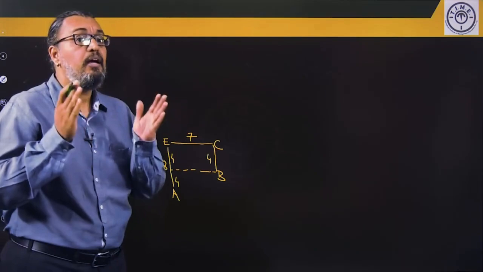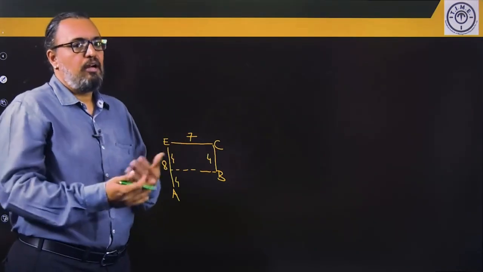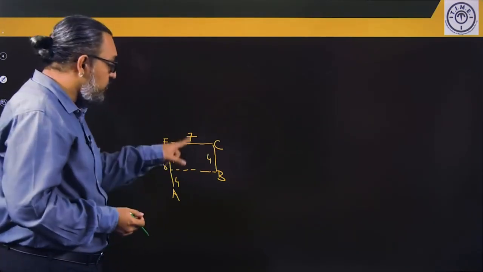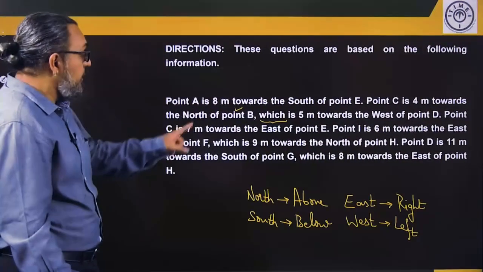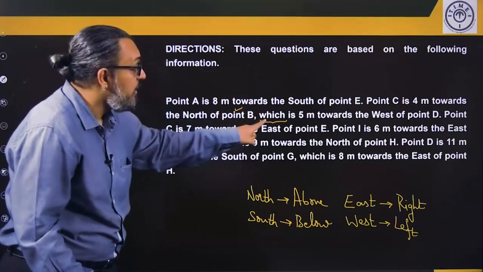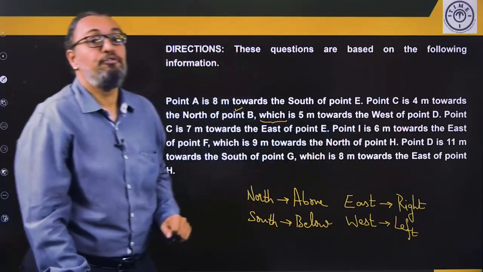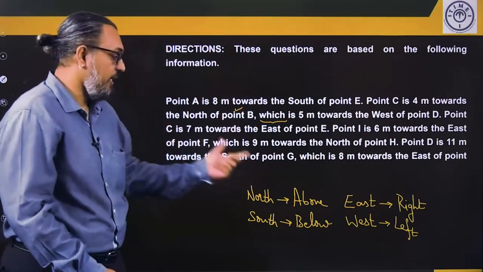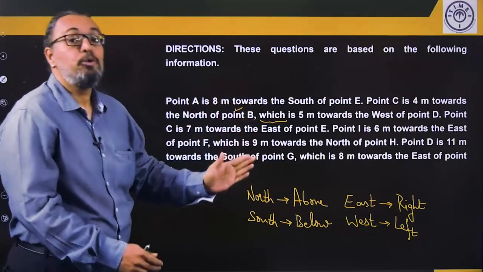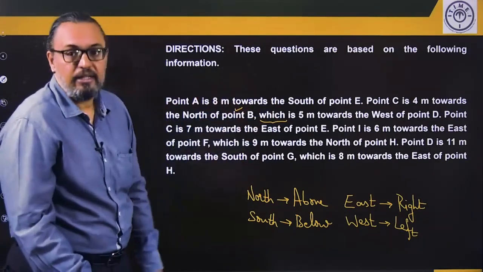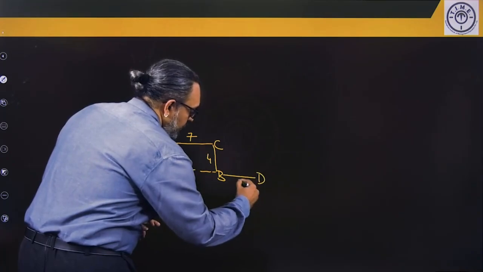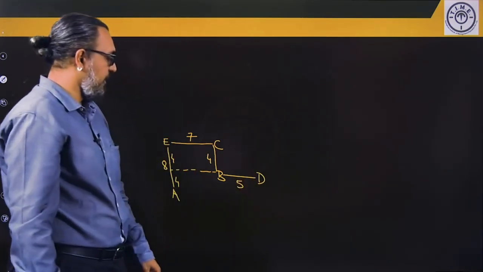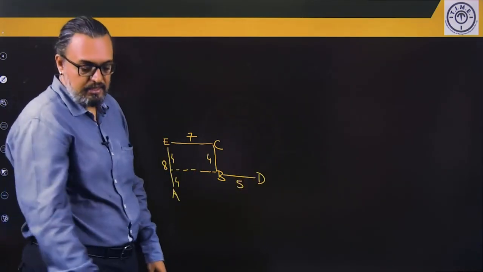They have to be taken appropriately. Then only our answers will be correct. Okay, so C is north of B at a distance of 4 meters, right? Which means B is 5 meters towards the west of D. West is what? Left side, correct? So B should be on the left side of D at a distance of 5 meters. Okay, so B should be left side of D at a distance of 5 meters like this, correct?